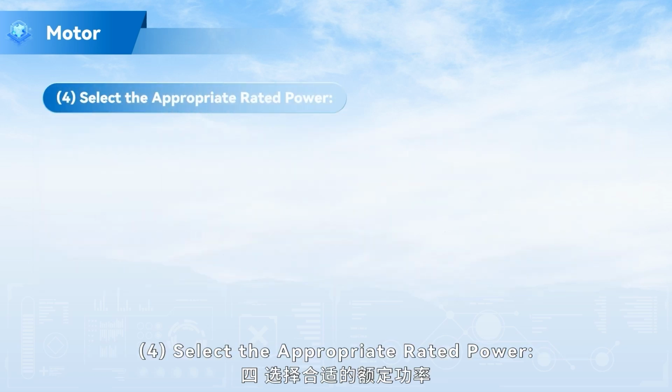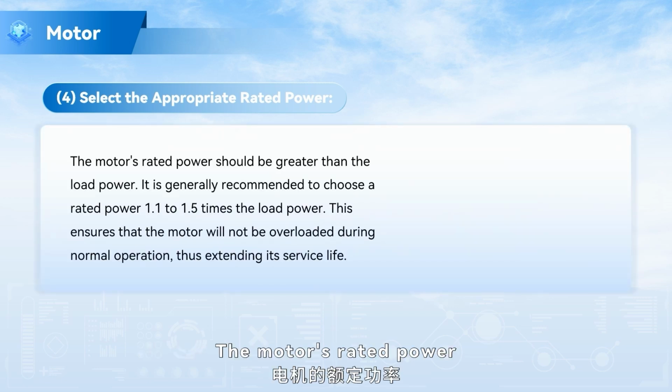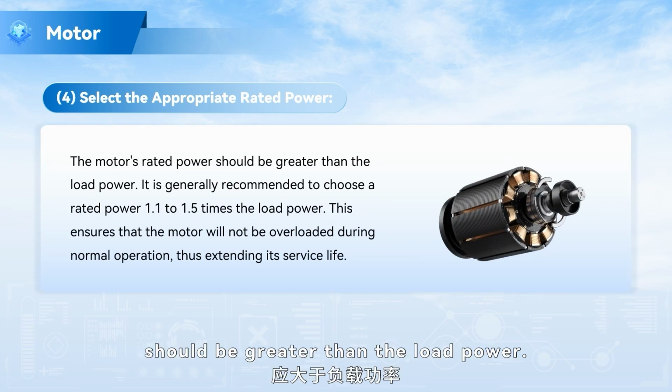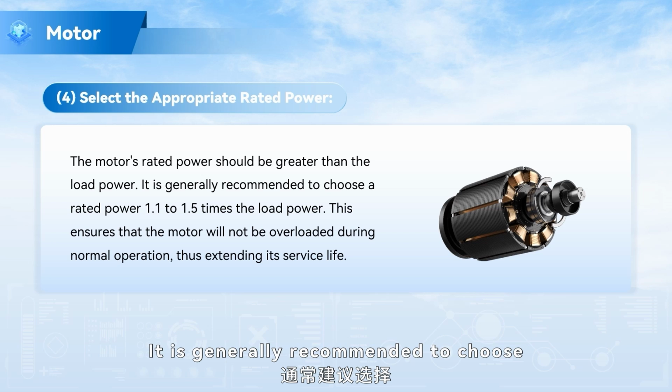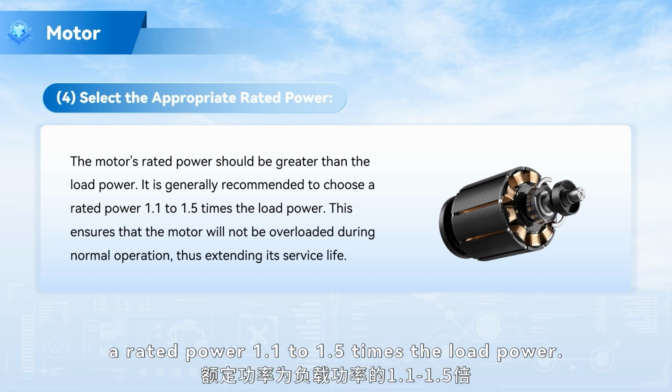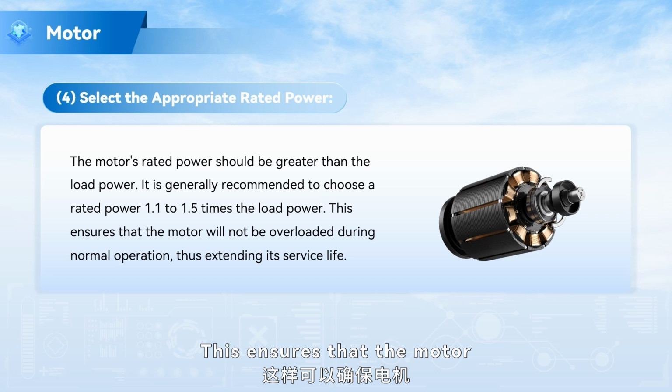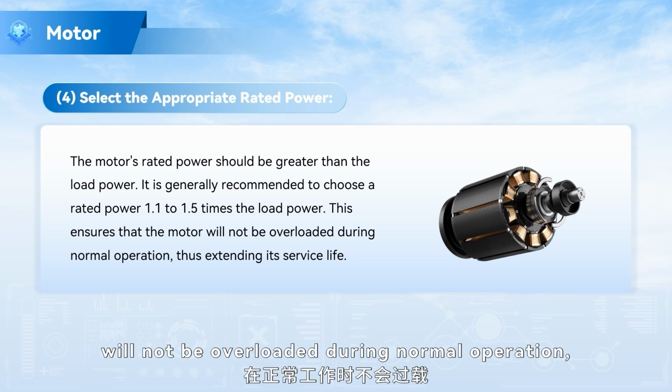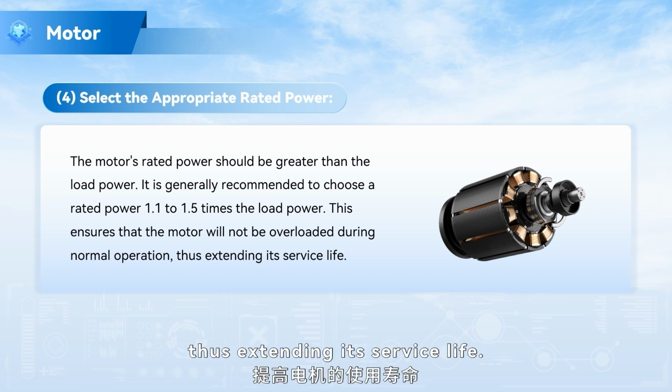4. Select the appropriate rated power. The motor's rated power should be greater than the load power. It is generally recommended to choose a rated power 1.1 to 1.5 times the load power. This ensures that the motor will not be overloaded during normal operation, thus extending its service life.